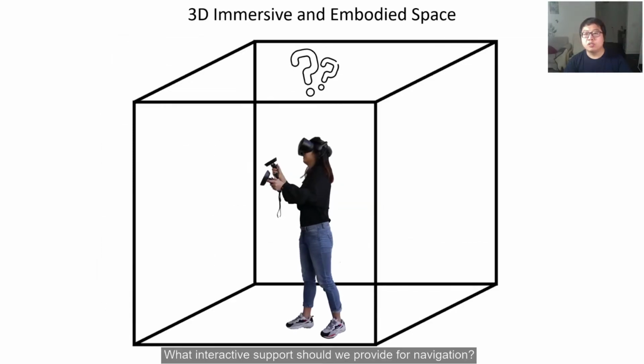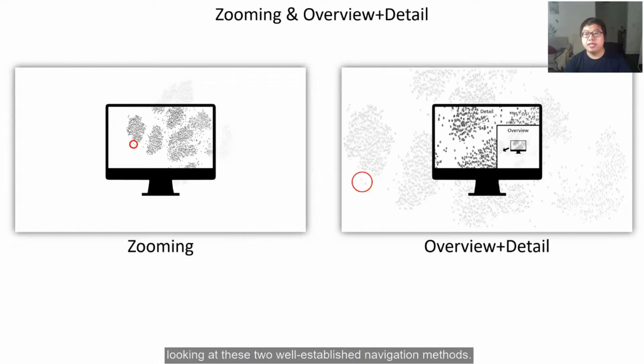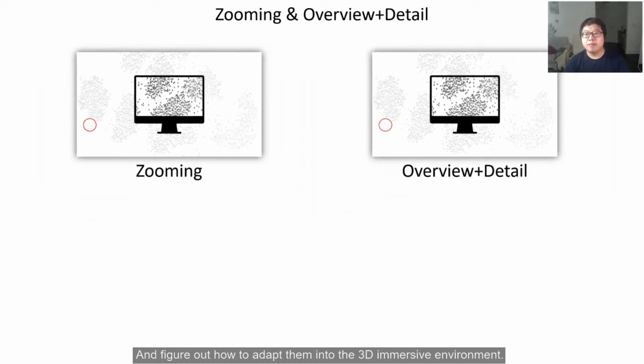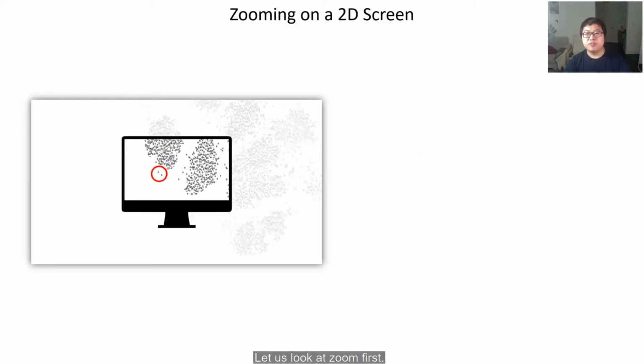What interactive support should we provide for navigation? This is a problem we explored in this project. One obvious direction is looking at these 2 well-established navigation methods and figure out how to adapt them into a 3D immersive environment. Let us look at zoom first.